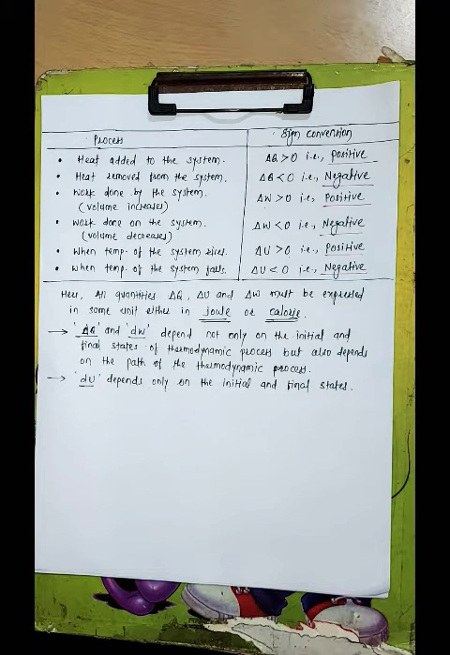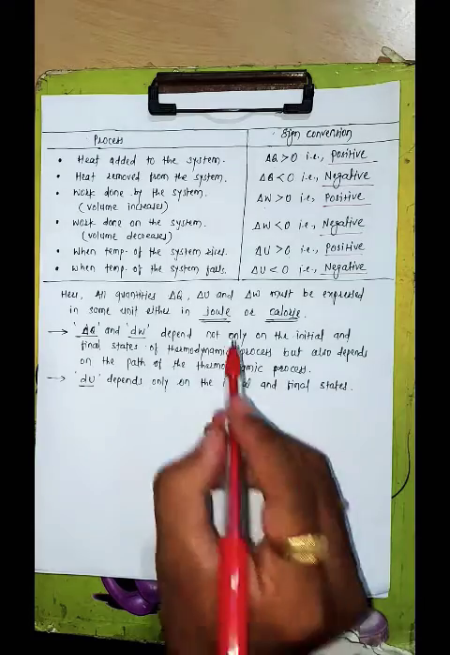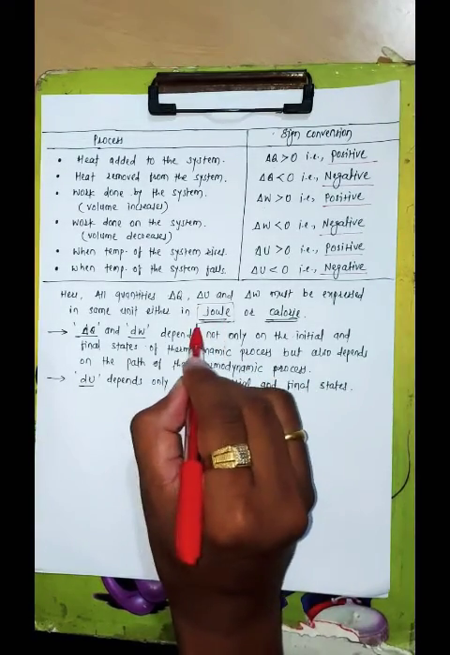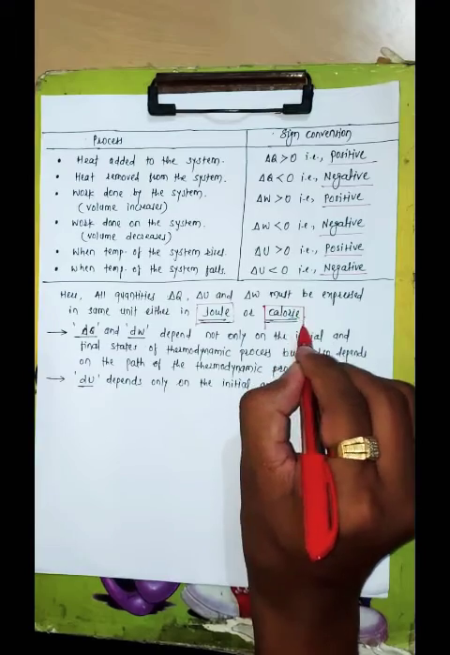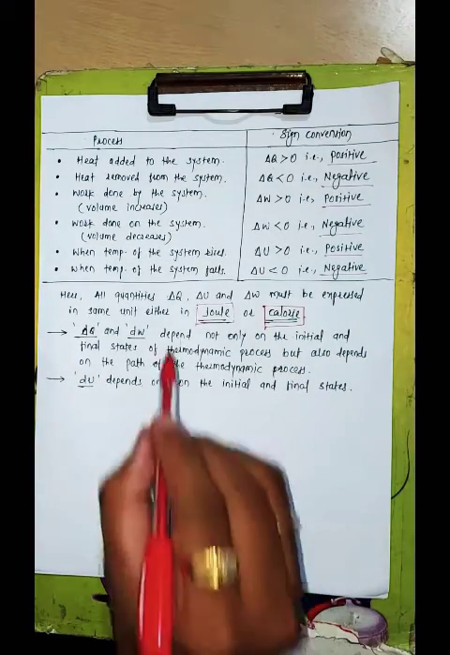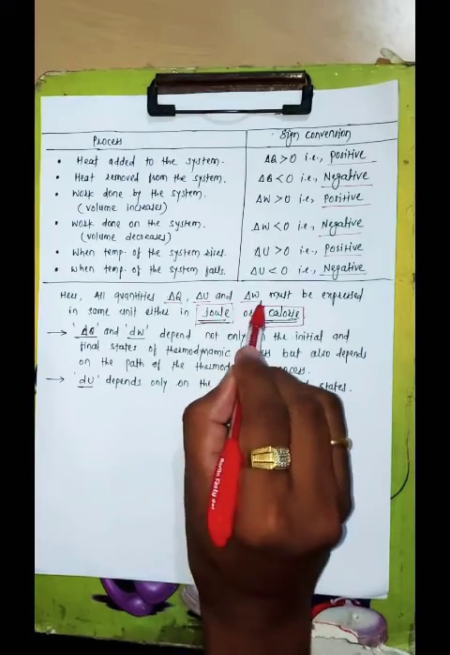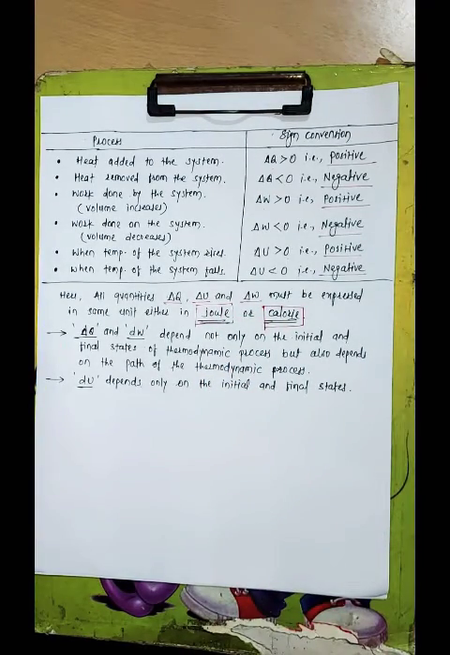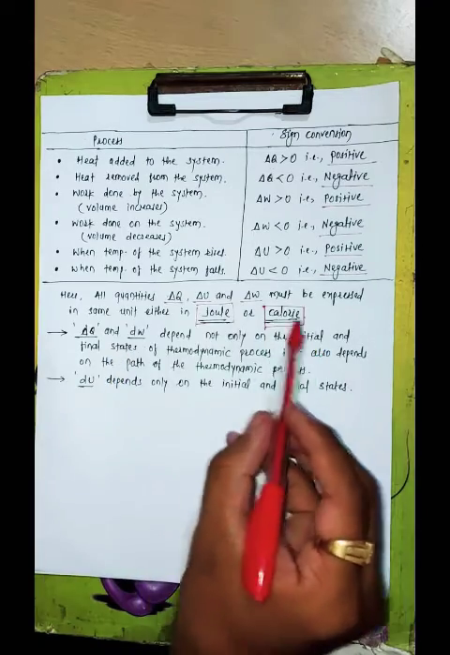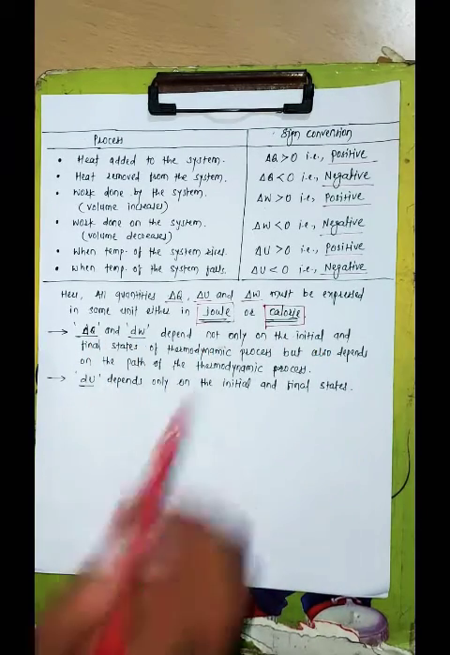Okay, so we have the equation delta Q equal to delta U plus delta W, and from that equation we say that the quantities delta Q, delta U and delta W must all be expressed in the same unit. Either we can express these quantities in terms of joule, or in terms of calorie. So all these three quantities, delta Q, delta U and delta W, must be expressed in the same unit. Okay.